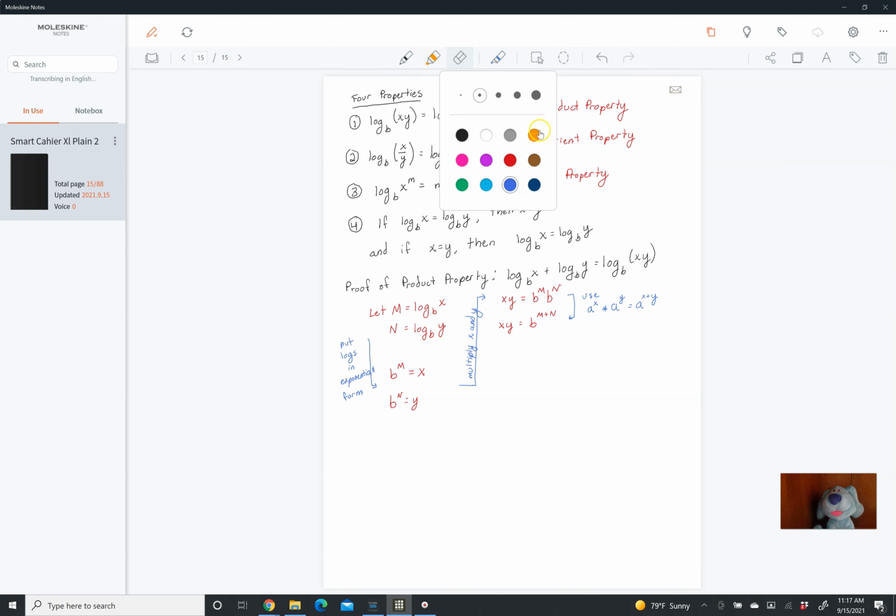Okay, so now we're going to take this and put it back in logarithmic form. So we solve in a logarithm for the exponent. The exponent is m plus n. Then we're taking the log. The base of the logarithm is the same as the base of the exponential, so it's b. And then the argument is just x times y. So we just put it back in logarithmic form.